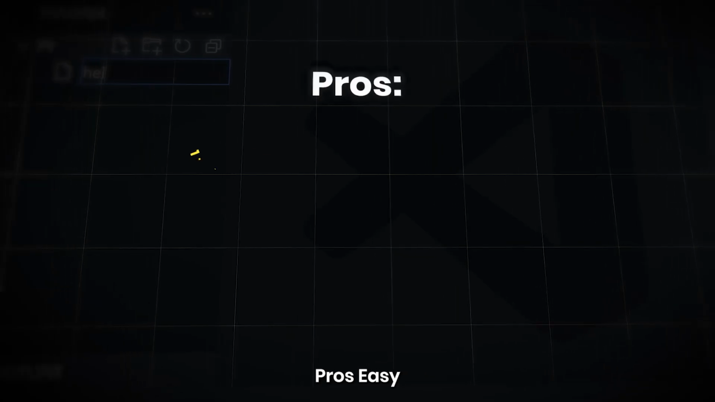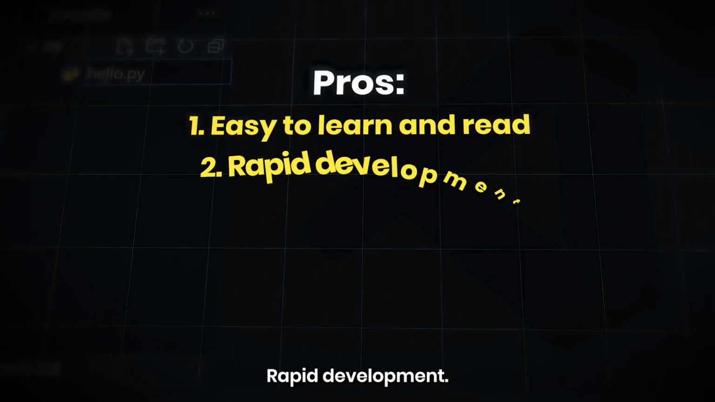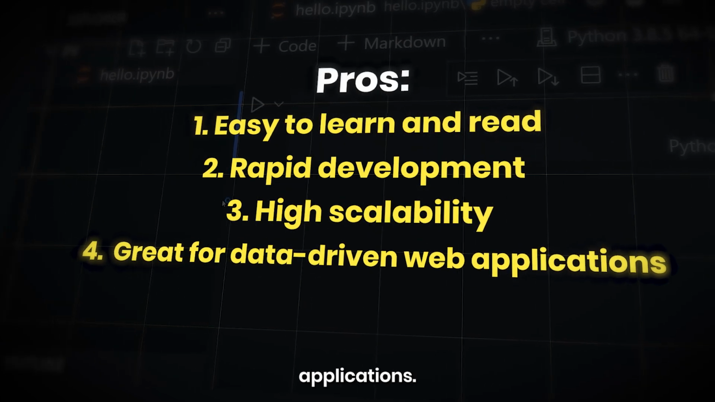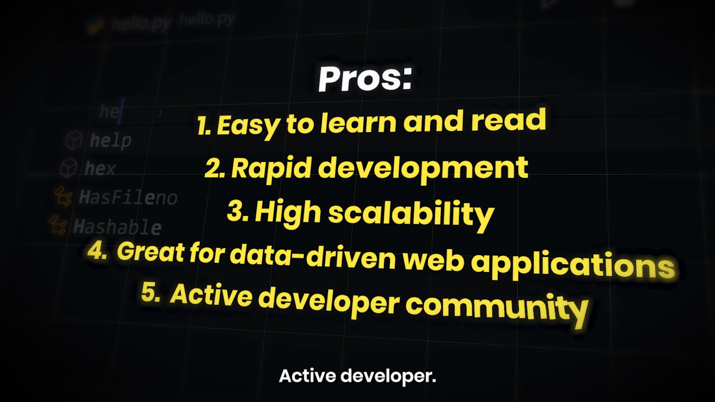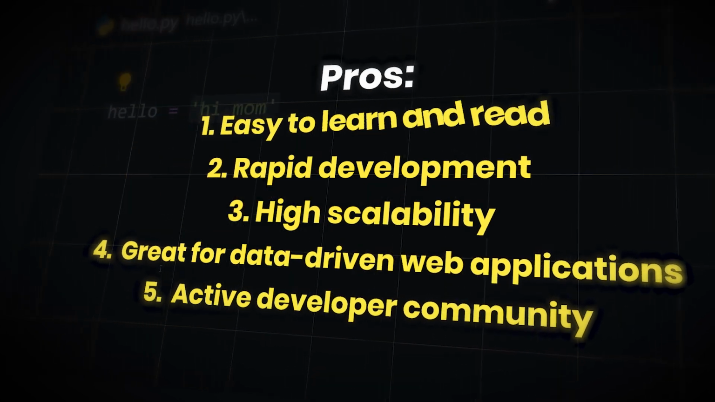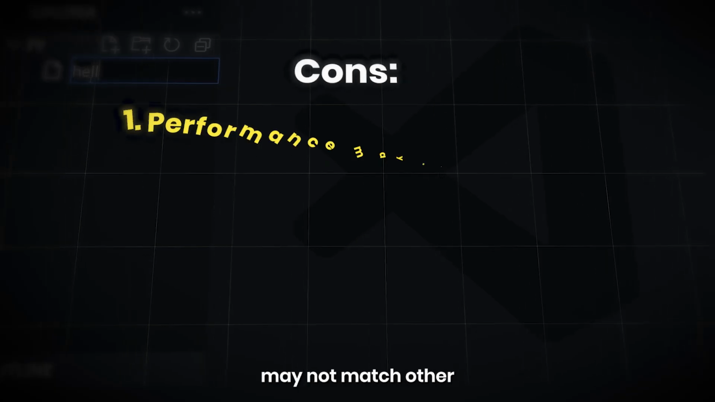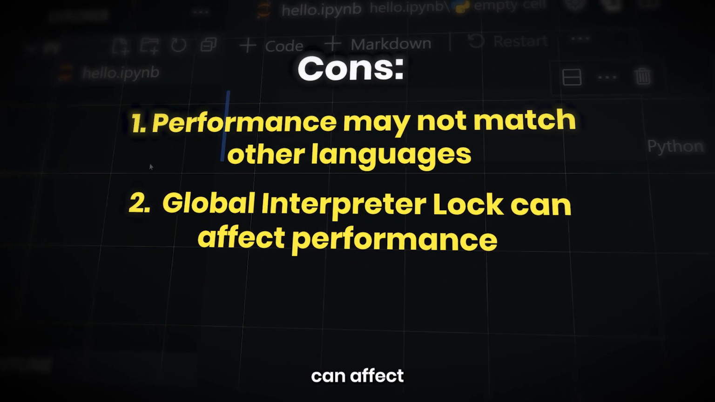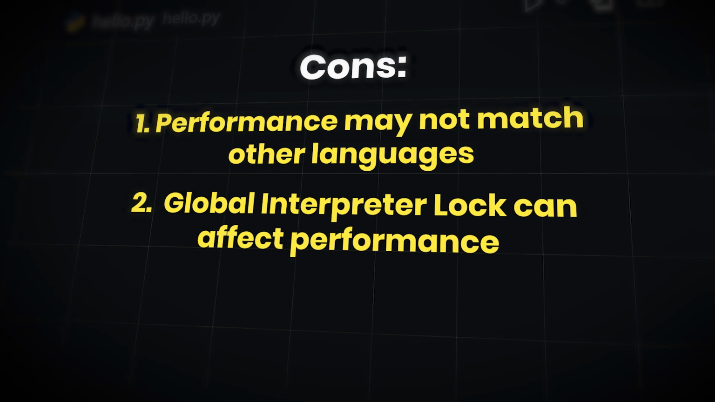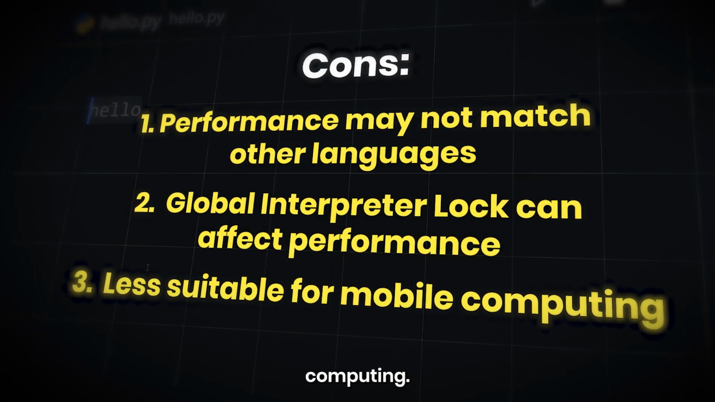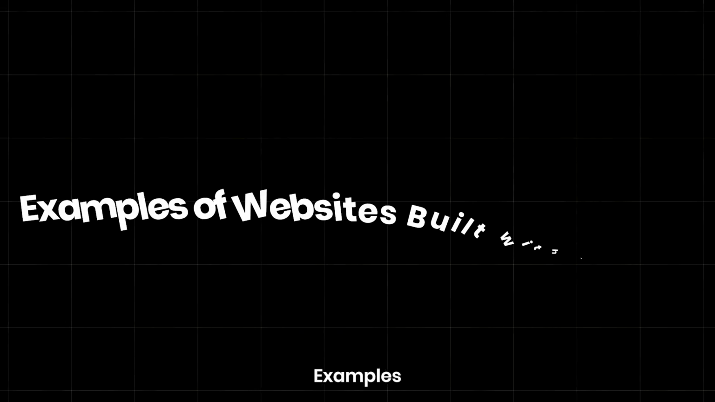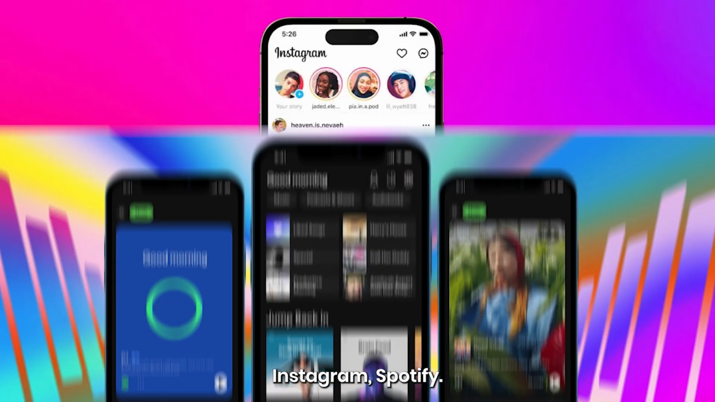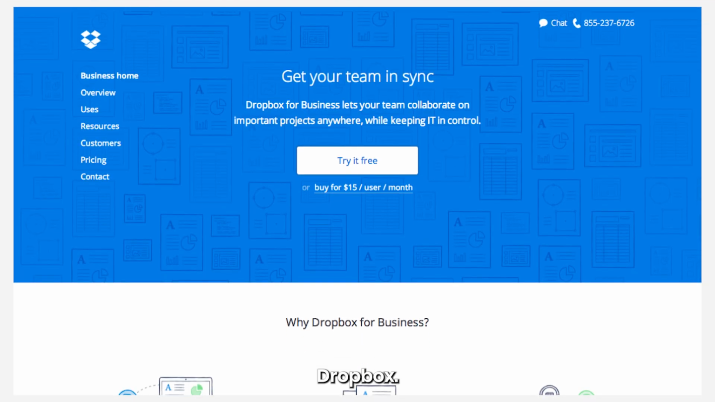Pros: easy to learn and read, rapid development, high scalability, great for data-driven web applications, active developer community. Cons: performance may not match other languages. Global interpreter lock can affect performance. Less suitable for mobile computing. Examples of websites built with Python: Instagram, Spotify, Dropbox.